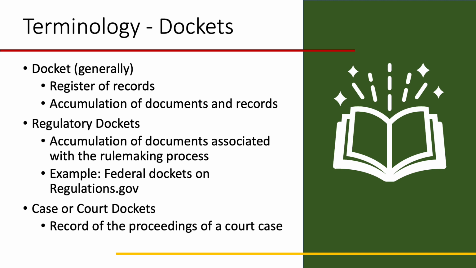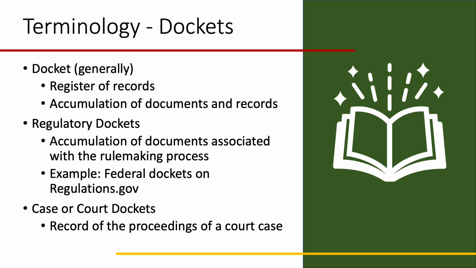One of the things you'll look at in Module 4 is court dockets. And I wanted to go over some terminology here because there might be some terminological confusion, because last week we talked about regulatory dockets. A docket is generally just a register of records. It's an accumulation of documents and records. When we talk about regulatory dockets, it's the accumulation of documents associated with the rulemaking process. For example, federal dockets on regulations.gov. You went there last week to look for comments that had been submitted during the rulemaking process. That's what we mean by regulatory dockets.